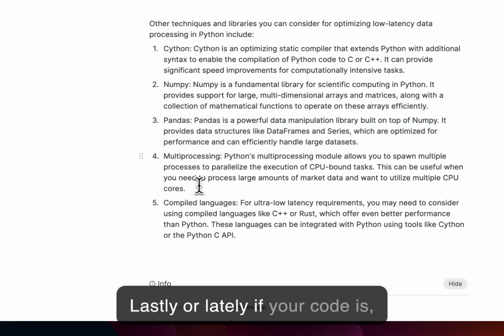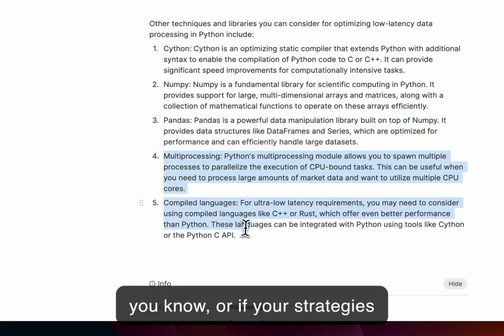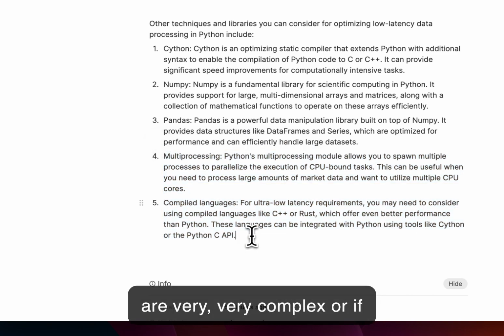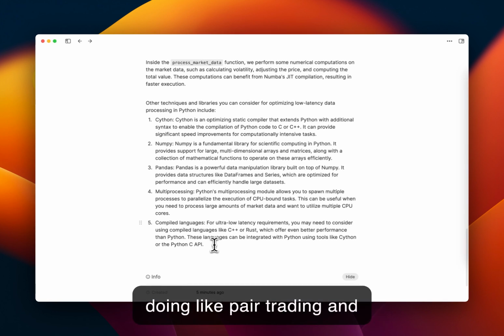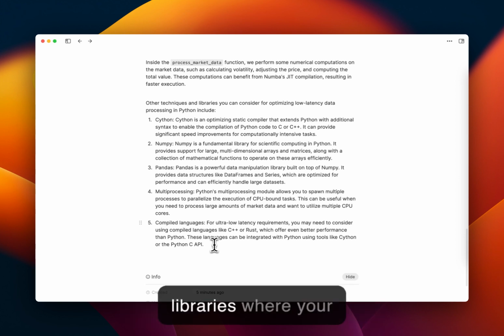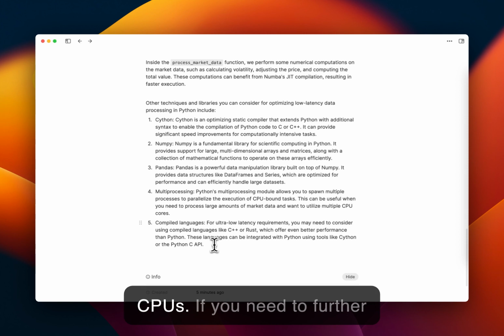Lastly, if your strategies are very complex, or if you're doing things like pair trading and you're running pair scans of significantly large magnitude or even triplets, where you need multiprocessing and fast execution, you can leverage multiprocessing libraries, where your computation can be parallelized over multiple CPUs.